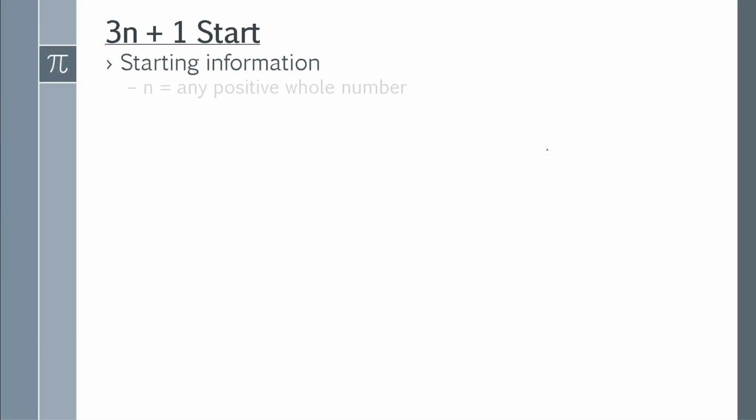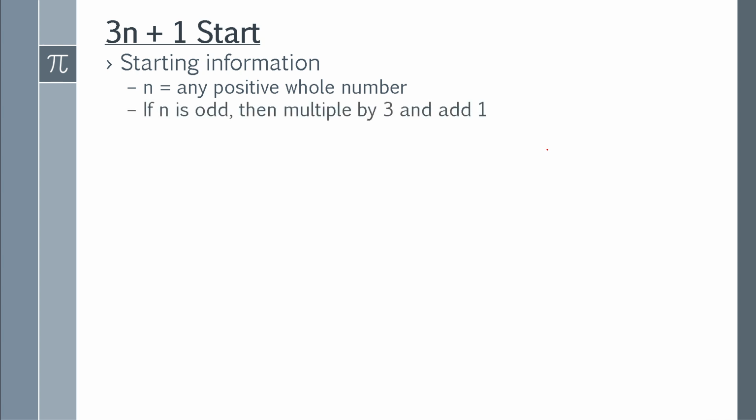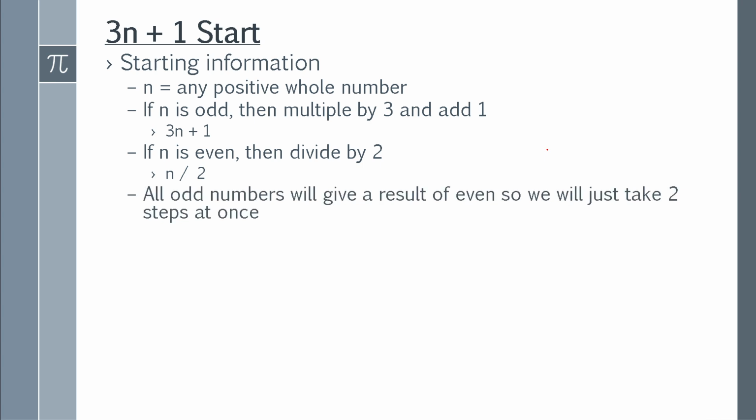Starting information, we're going to look at any positive whole number. If it's odd, we're going to multiply by 3 and add 1. If it's even, we're going to divide by 2. And all the odd numbers are going to give us even numbers, so we can do them in 2 steps: 3n plus 1 divided by 2.